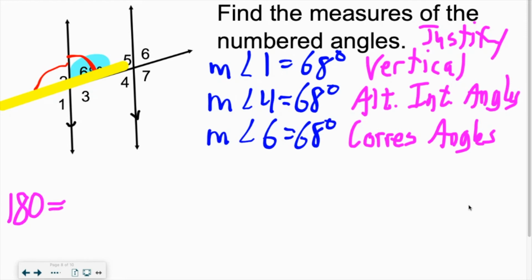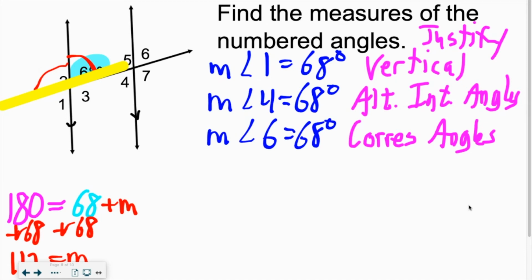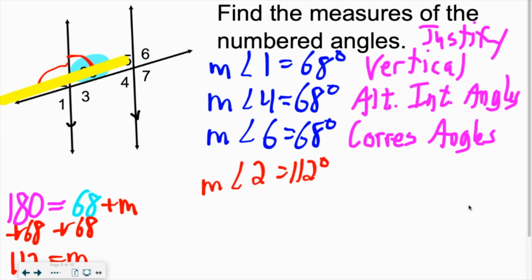And now I know that one of them was given to me. It was 68 degrees, and then I'm just trying to find out what that other angle is. I'll use M for measure, or something I don't know. And from there, again, I'm just going to solve by subtracting 68 or adding a negative 68. Be careful with the mental math. Calculator approved. That gives you 112 equals M. So when we're looking at angle 2 and the 68, because they are supplementary, that's what we're going to say. The measure of angle 2 is 112 degrees. Don't forget that degree symbol.